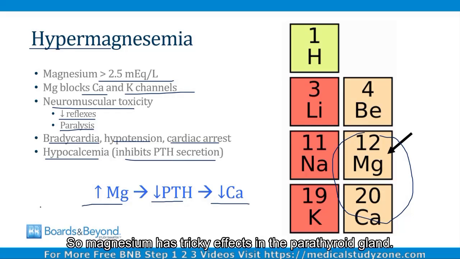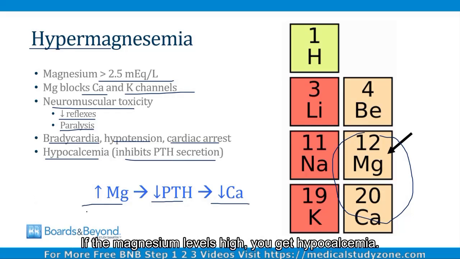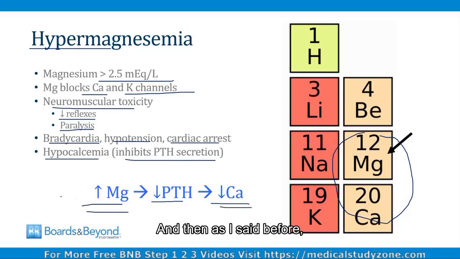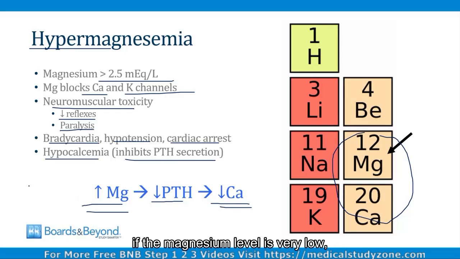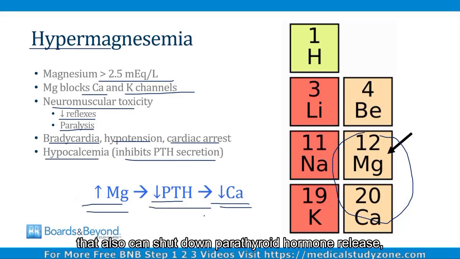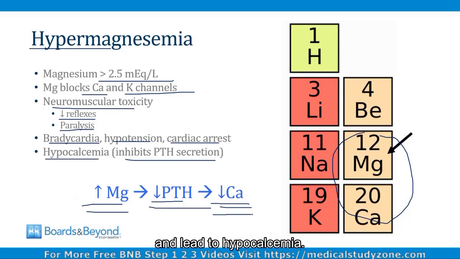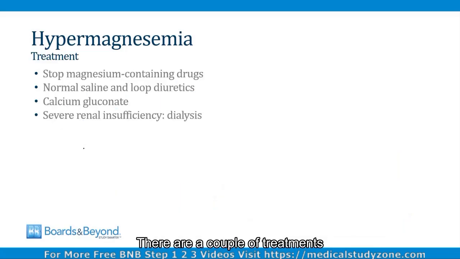So magnesium has tricky effects on the parathyroid gland. If the magnesium level is high, you get hypocalcemia. And then, as I said before, if the magnesium level is very low, that also can shut down parathyroid hormone release and lead to hypocalcemia. There are a couple of treatments that can be used for hypermagnesemia. First of all, many drugs contain magnesium, so you want to talk to the pharmacist and stop any drugs with magnesium in them if the patient has hypermagnesemia.